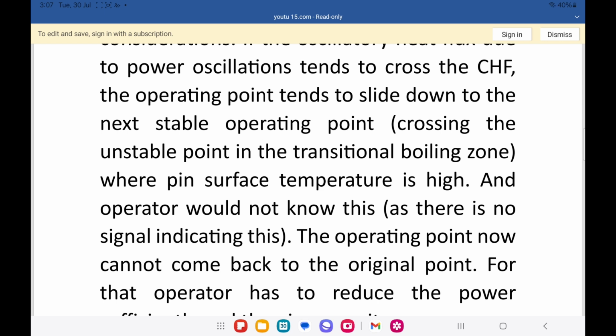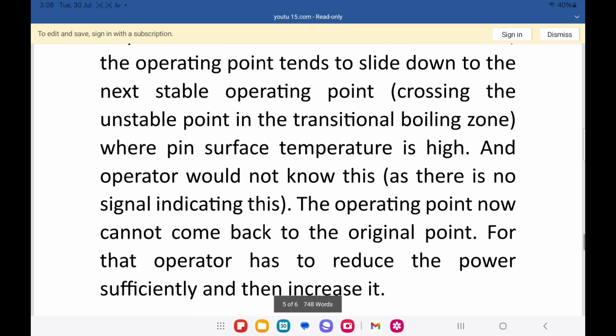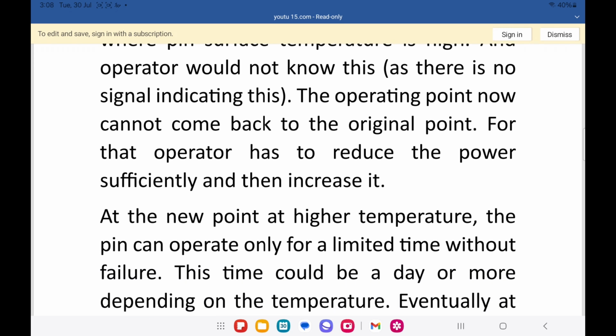The operator would not know that it is operating at a higher temperature, because there is no signal indicating this. The operating point now cannot come back to the original point even if the heat flux comes to the normal operating heat flux. That is the peculiar nature of this graph. For returning to the normal operating point, the operator has to reduce the power sufficiently below and then increase it.